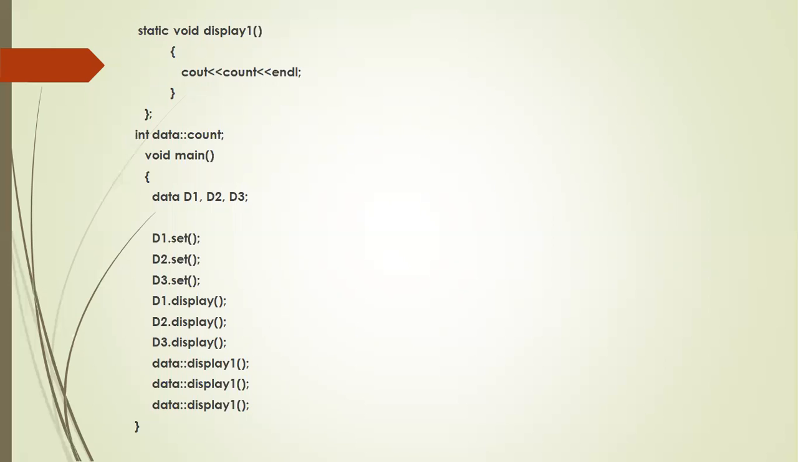Again, you're calling the display one function. Already I mentioned display one is a static member function. It cannot be called with any object. It should be called with the class name. Which is the class name here? Data, scope resolution, display one. Inside the display one function, you are displaying the value of count. Final value of count will be 3, so your output will be 1, 2, 3 followed by 3, 3, 3.